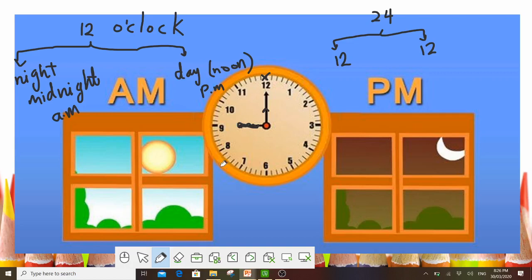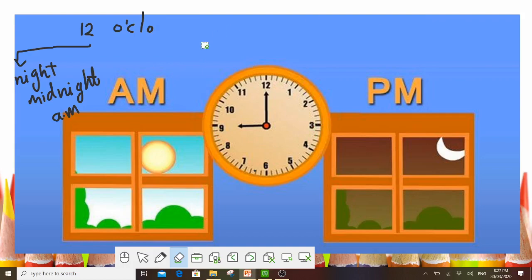Or for example, 8 a.m., 7 o'clock or 8 o'clock, I am in the school. 7 o'clock, you are in the school, you mean 7 p.m.? No. p.m. is night. 7 a.m. Okay, so we use them to convey which section of the day we are talking about.